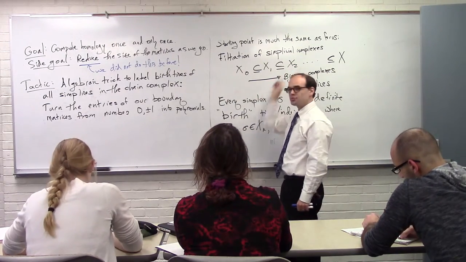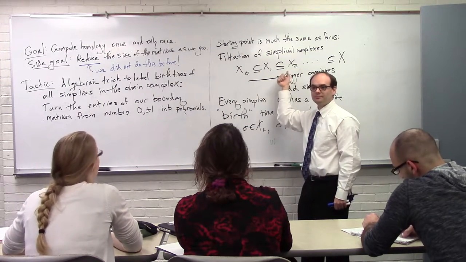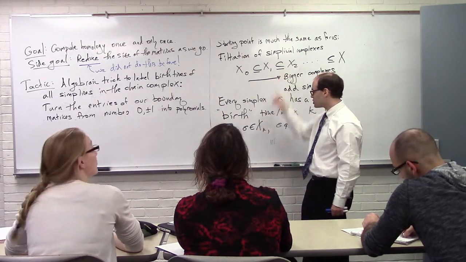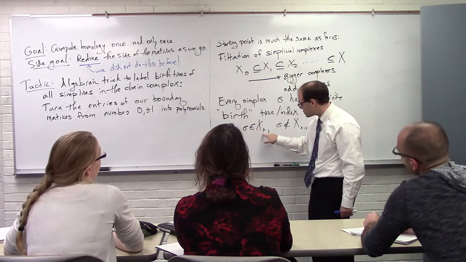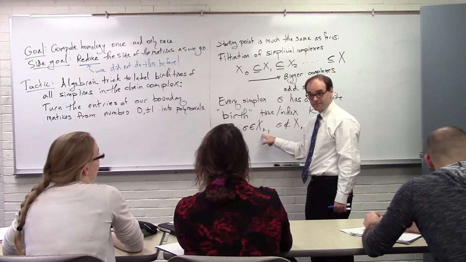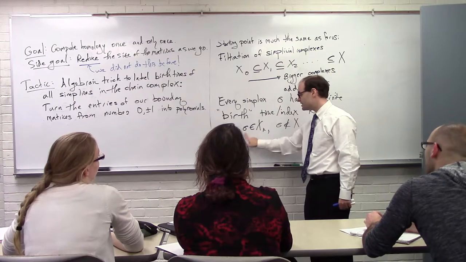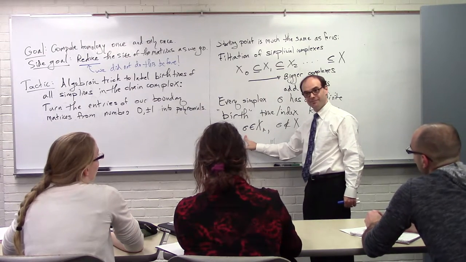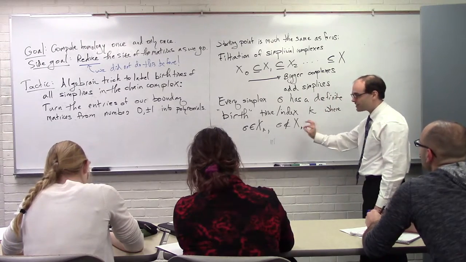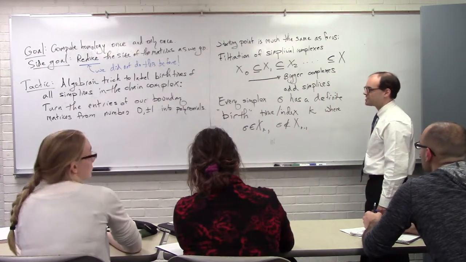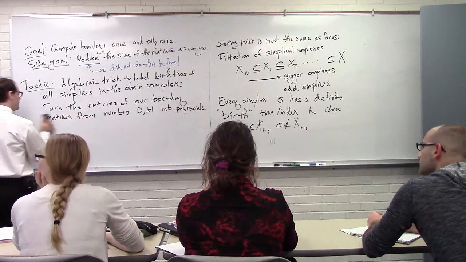So the birth time tells me, for a given simplex, when did it show up? Okay, the index at which it showed up. And what I formalized here is it says, you know, it shows up at time k, but it wasn't present in time k minus 1. I will then say that sigma has a birth time of time k. Okay. And that's crucial, because now I'm going to use that to help me write down a polynomial. All right.